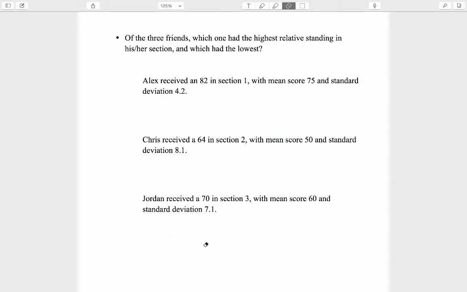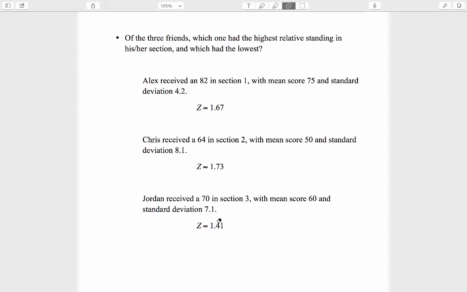We can put it all together now and make apples-to-apples comparisons. Of the three friends, which one had the highest relative standing in his or her section, and which had the lowest? Alex received an 82 in Section 1, with mean 75 and standard deviation 4.2. We found that there the z-score was 1.67. Alex scored 1.67 standard deviations above the mean. Similarly, Chris scored 1.73 standard deviations above the mean, and Jordan, we just found, scored 1.41 standard deviations above the mean. In relation to the rest of his or her own section, Chris had the highest relative standing, and Jordan had the lowest relative standing.